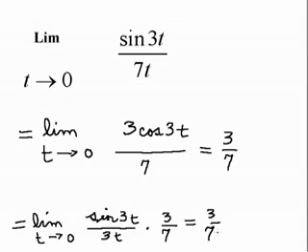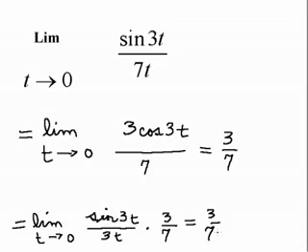Here's another interesting example. Suppose that we look at the limit as t goes to 0 of sine 3t over 7t. That's the limit as t goes to 0 of, well, since I get 0 over 0 originally, I can use L'Hopital's rule. The derivative of the numerator is 3 cosine 3t, and the derivative of the denominator is 7. So as t goes to 0, cosine 3t goes to 1, and the answer is 3/7.